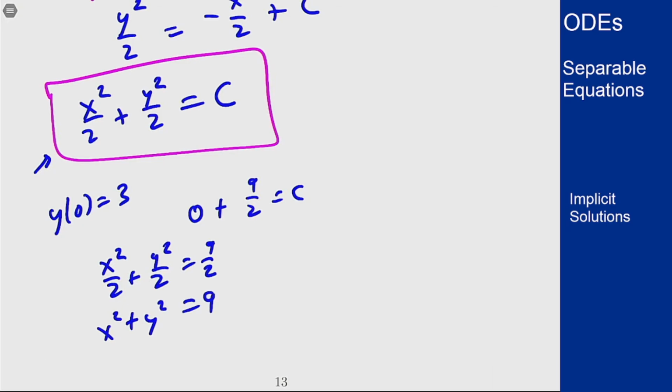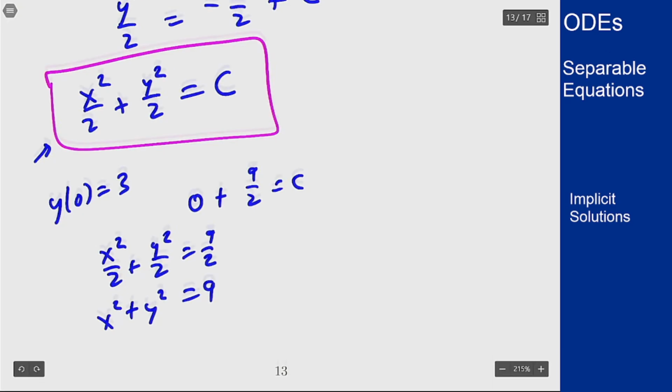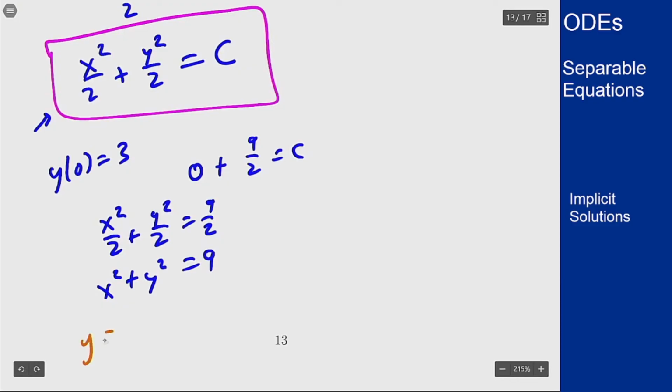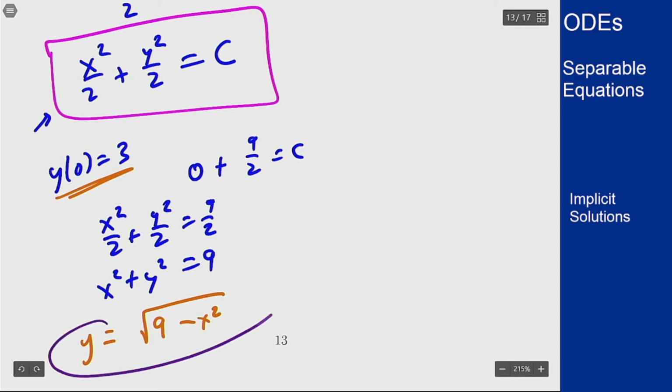I can now take this and solve for y, to get that y equals the square root of 9 minus x squared, with the plus minus. But because I know that y of 0 is positive 3, I know that what I want here is the plus sign, because the minus sign would give me negative 3, and that's wrong. So now that I know I have this condition, I pick the plus sign, and now I have an explicit solution, once I've picked my initial condition.